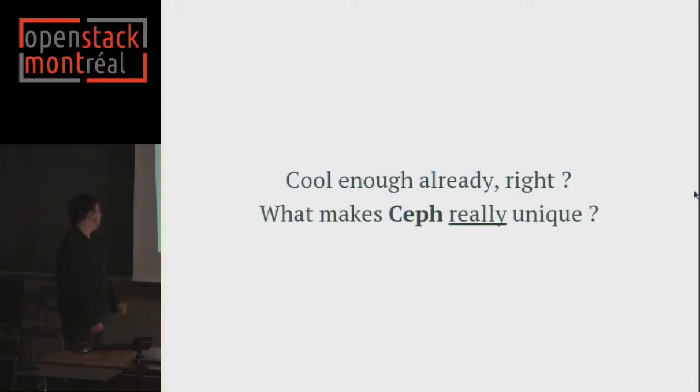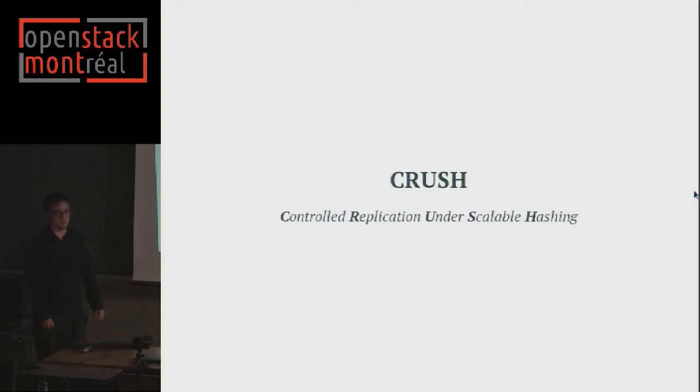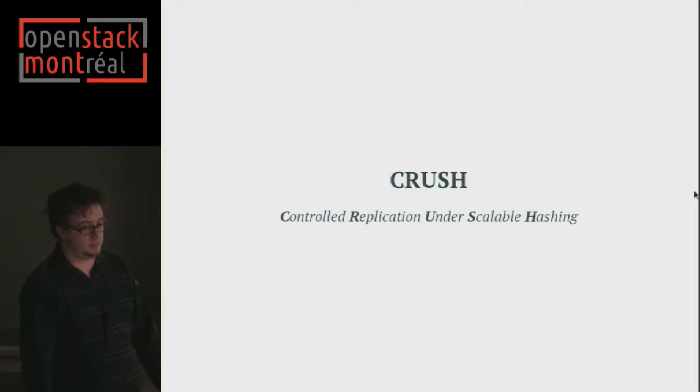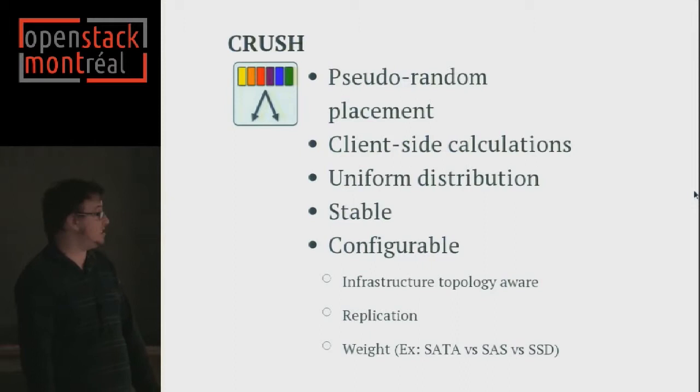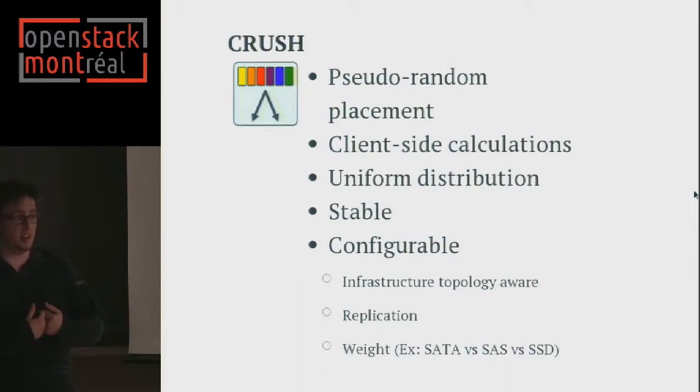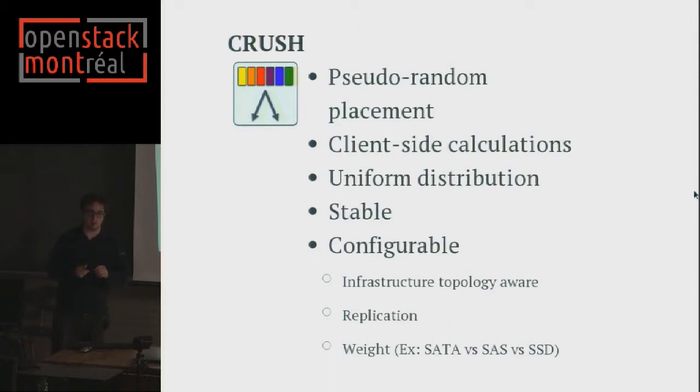But what really makes Ceph unique? It's Crush, and I talked about it a little bit earlier. Crush stands for controlled replication under scalable hashing. It's an algorithm, and it was the main topic for Sage's PhD thesis. It does pseudo-random placement. That means it's going to place data apparently randomly, but not really. It's a deterministic algorithm that will, for one given operation, always do the same thing. The calculations are client-side.